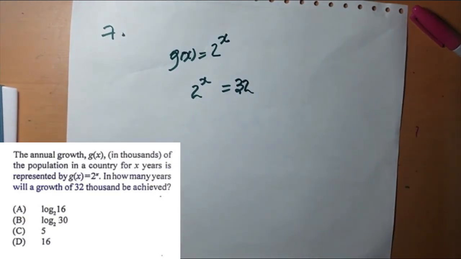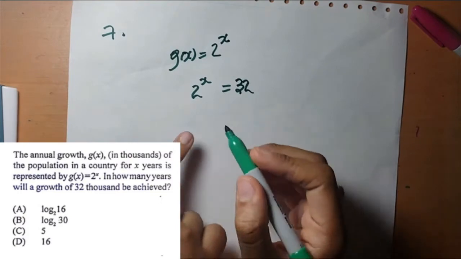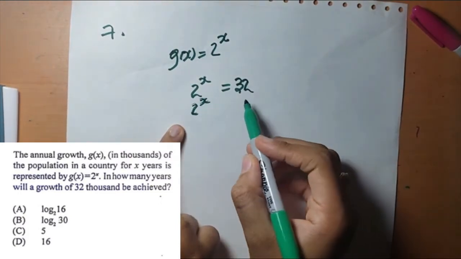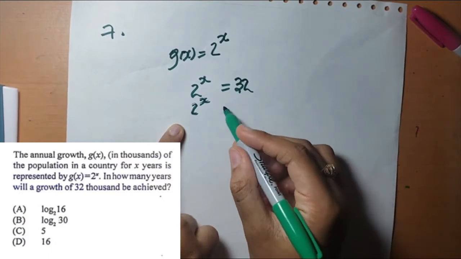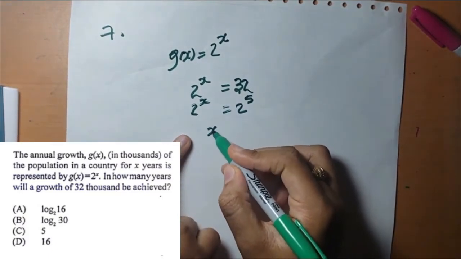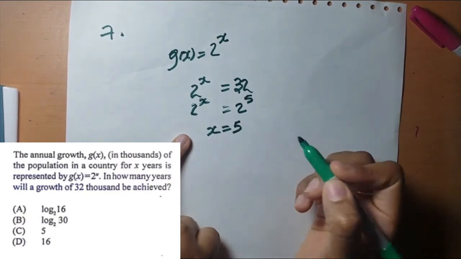Alright, so how are we going to do this now? We realize that this is 2 to the x, so we know that 32 can be expressed as 2 to the fifth, and when the bases are equal, the powers are equal, so therefore x is 5.